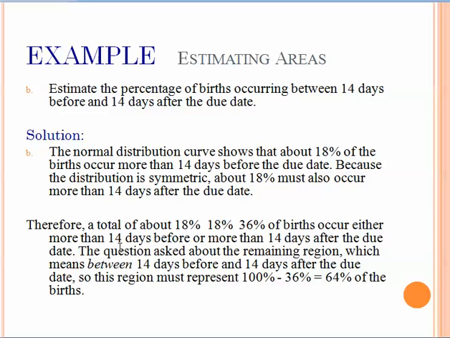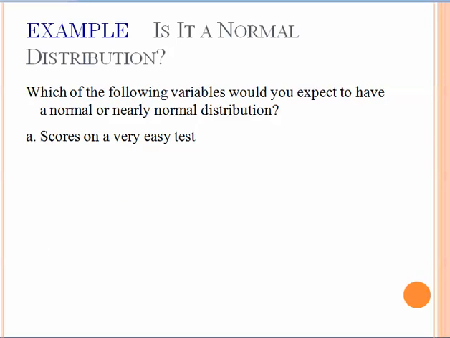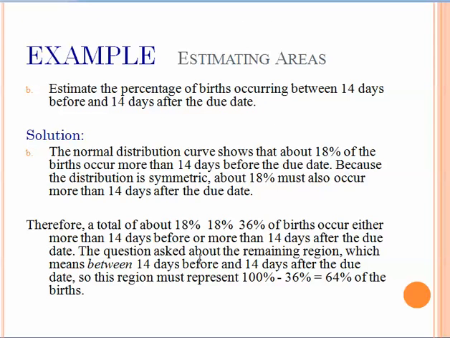So that means 36% of the births occur either more than 14 days before or more than 14 days after the due date. And because the whole region must represent 100%, you just subtract 36% from 100%, which gives you that 64% of the births must be between 14 days before and 14 days after the due date. Alright, we're going to stop with this example, and the next video will show more information.